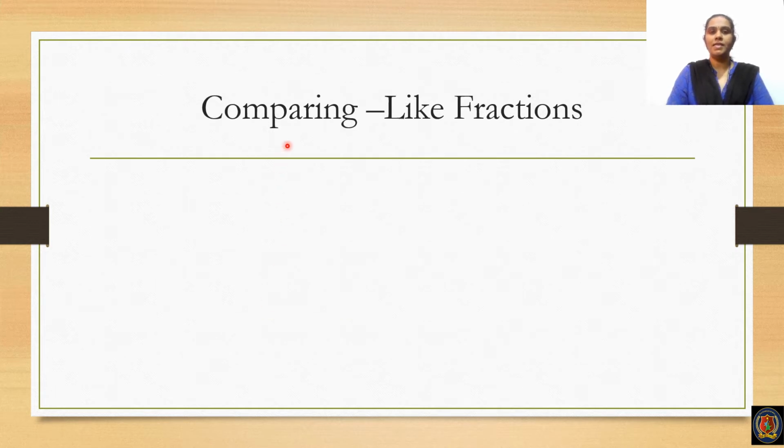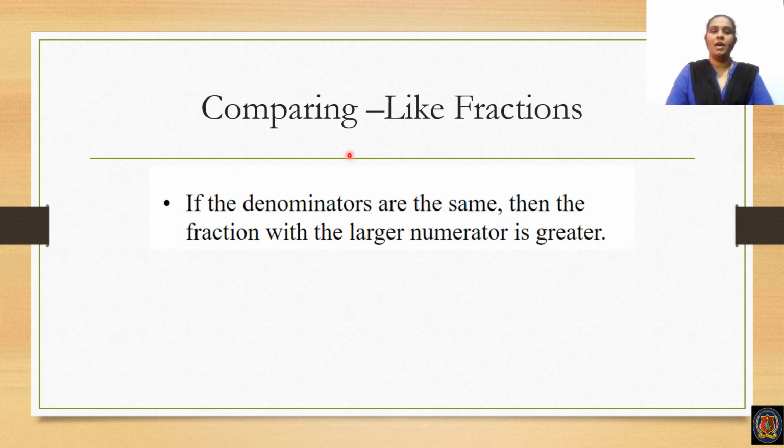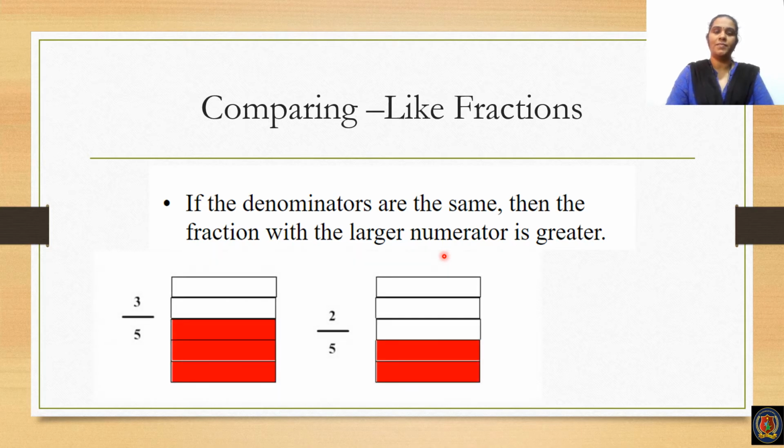Now let us see how to compare like fractions. If the denominators are the same, then the fraction with the larger numerator is greater. If the denominators are the same, which means they are like fractions, in that case, the fraction with the larger numerator is greater. Here we have the fractions 3 by 5 and 2 by 5.